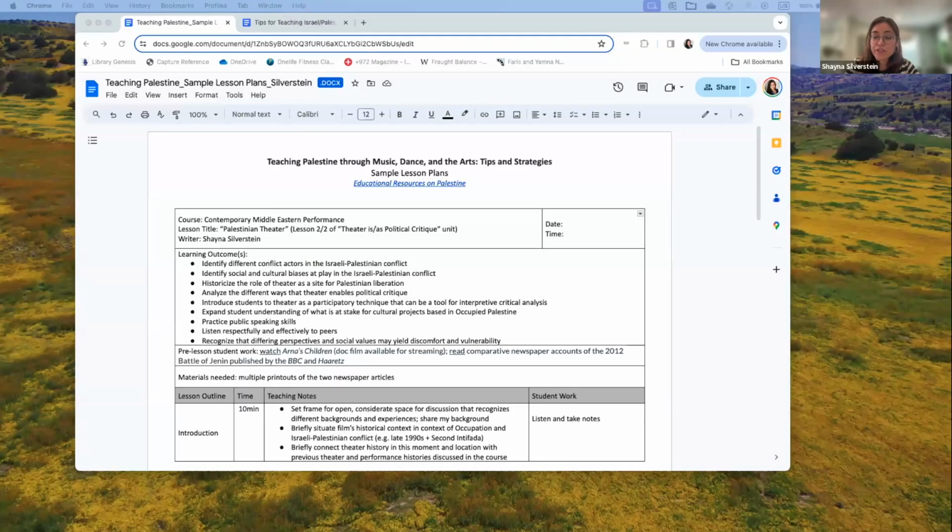And so, about biases and perspectives, as I begin to share screen, let me just say that two of the overarching learning objectives present in this lesson plan are, first, that I want students to be able to identify biases vis-a-vis an external text. That is both a documentary film and newspaper articles about a specific event.